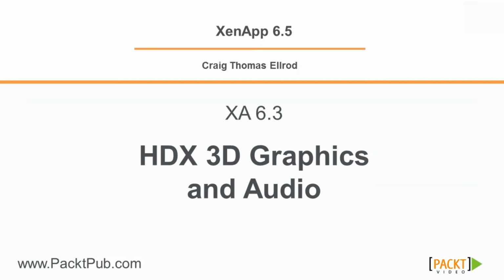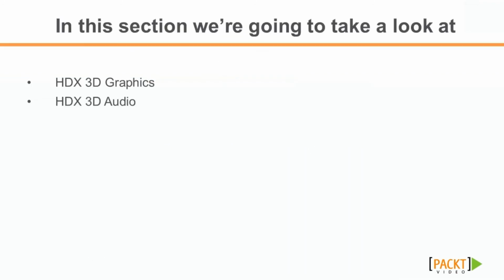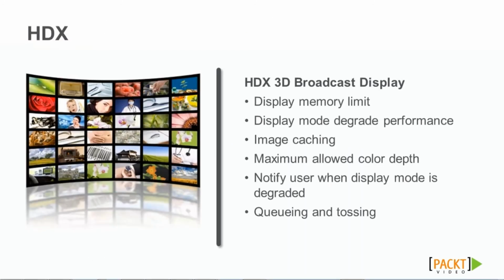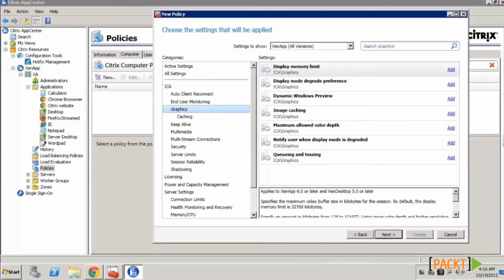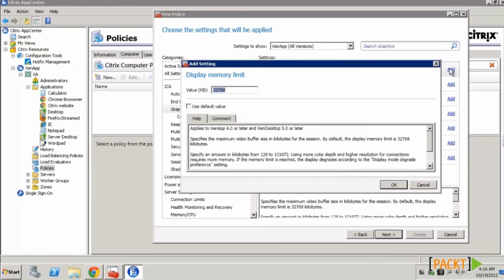Let's take a minute to look at HDX 3D graphics and audio. HDX broadcast display settings are used to improve the response when graphics are sent to the client machine. We can configure HDX broadcast display settings using the ICA graphics policies. We can use the display memory limit setting to change the maximum video buffer size for the session. If the memory limit is reached, the display degrades according to the display mode degrade preference setting.